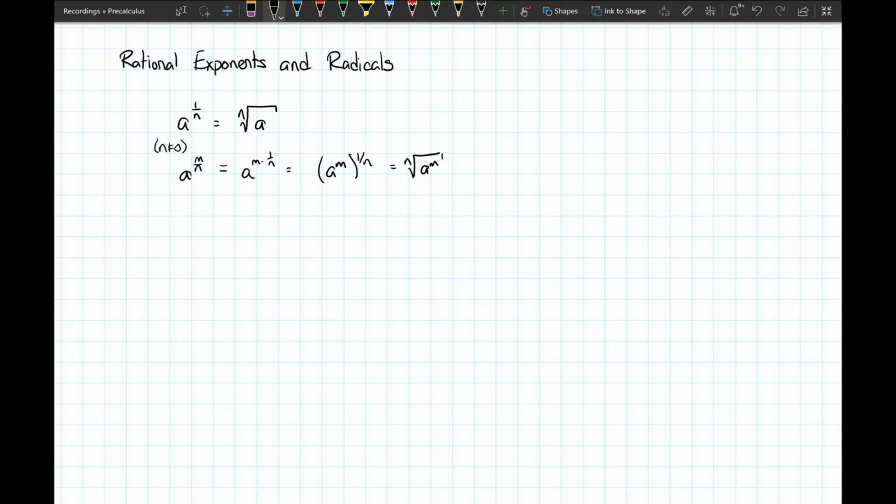Or another way we can think about that is by looking at it as a to the 1 over n times m, because multiplication is commutative. And if we do that, we end up with a to the 1 over n all to the power of m. And we can write that as the nth root of a all raised to the power of m. So there are two different ways we can think about a to the m over n. But we end up with an nth root as well as a power of m. So what is the nth root of something? Well, we call it the principal nth root.